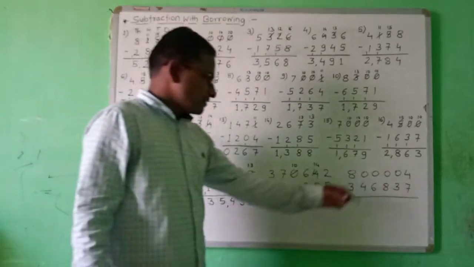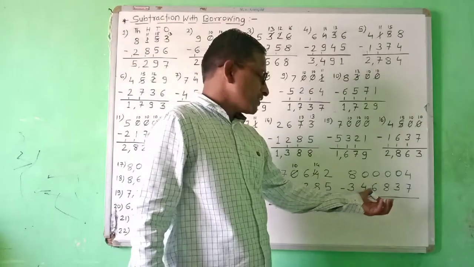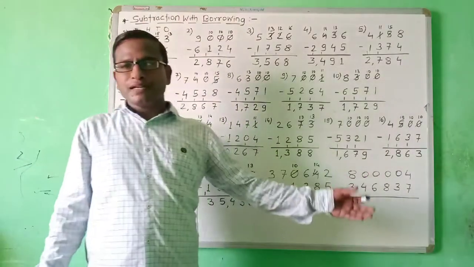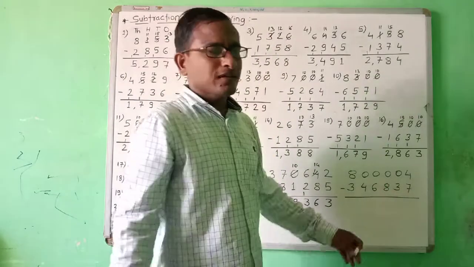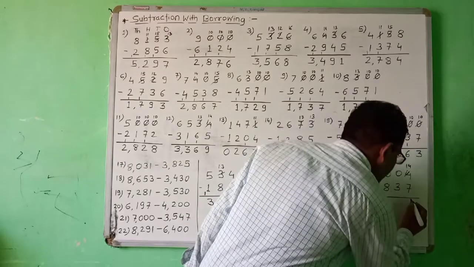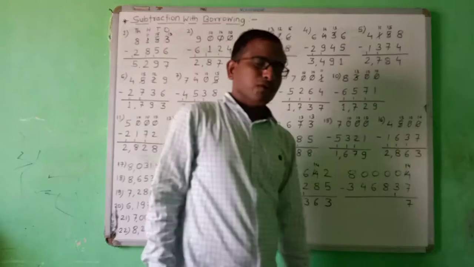So your answer is 2,39,363. So again, the same kind of example here, 8,04,000 minus 3,46,837. So again starting subtraction from the 1's place, so 4 minus 7, again not possible. So 4 is considered as 14. 14 minus 7, 7, carry 1, 3 plus 1, 4.